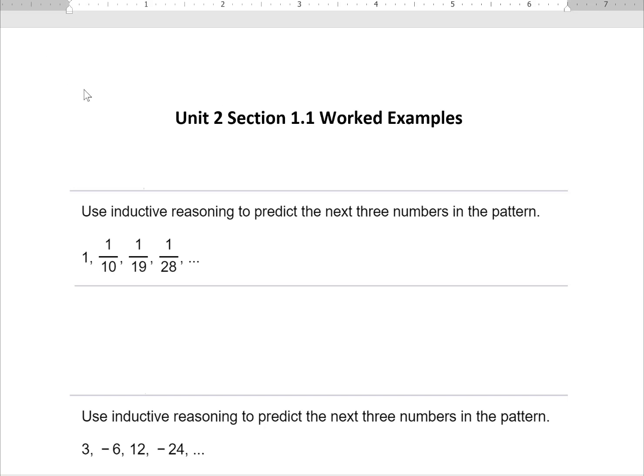Unit 2, Section 1.1 Worked Examples. Use inductive reasoning to predict the next three numbers in the pattern.